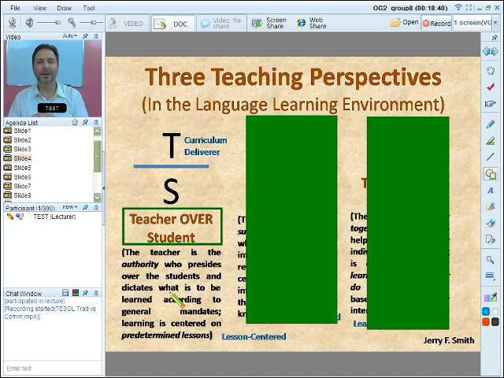This teacher dictates what is to be learned according to general mandates. Now, what do I mean by that? Well, as I know, each country has a Department of Education, and they decide what is to be learned. In the language learning environment, each academy or each school decides what is supposed to be taught in the classes, and that's it. There's no room for anything else. This is how it must be. This is what the students are going to learn, and that's it. So we call these teachers curriculum deliverers. They receive the curriculum and they administer the curriculum.